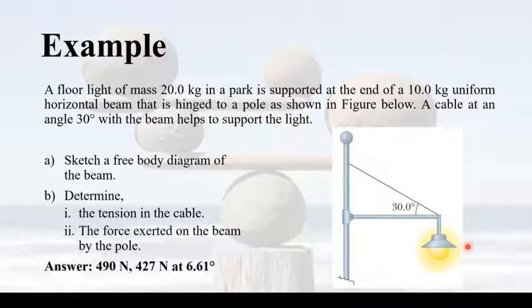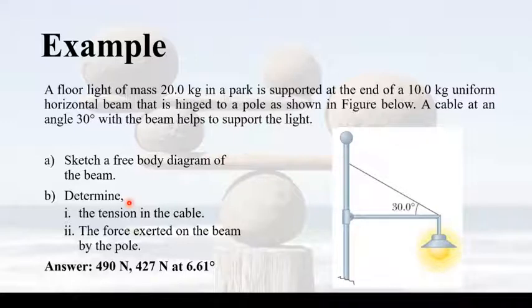A cable at an angle of 30 degrees with the beam helps to support the light. So this one is a string, a cable. We put the cable here to support the light, because without this cable, the beam won't be able to hold the light. It's too heavy. So this string helps to keep it in equilibrium to hold the light. Now we have a diagram like this.